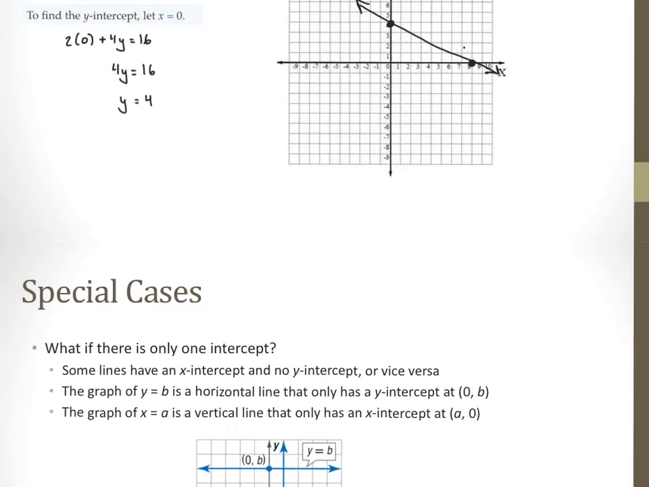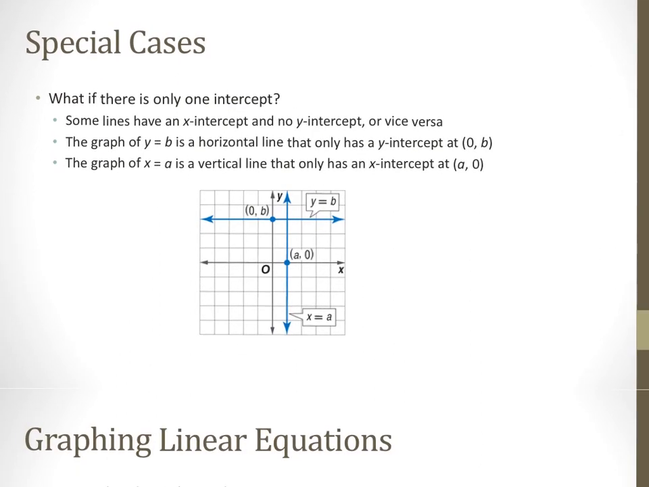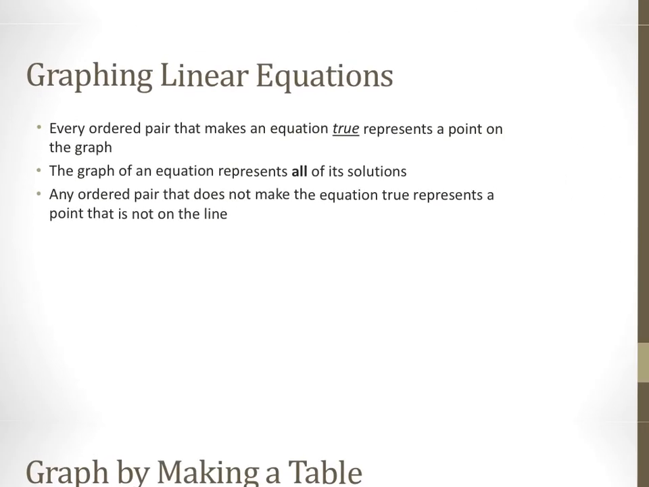Now there are a few special cases. Going back to what we said earlier, if you have a y equals or an x equals equation, then you're only going to have one intercept. These are just equations that you're going to have to memorize. You have to remember that x equals is a vertical line and y equals is a horizontal line. There's not much I can do to help you out with that one. I recommend flashcards.